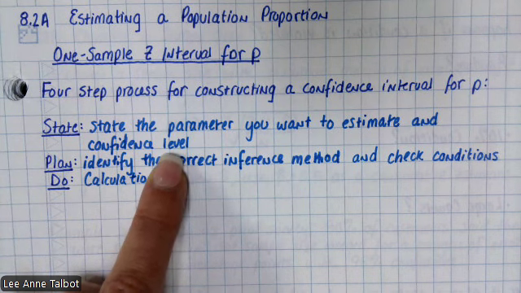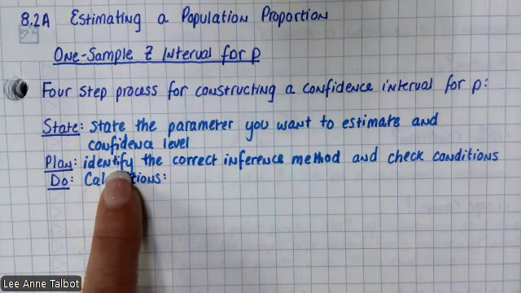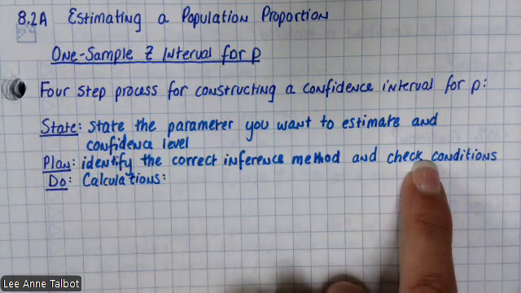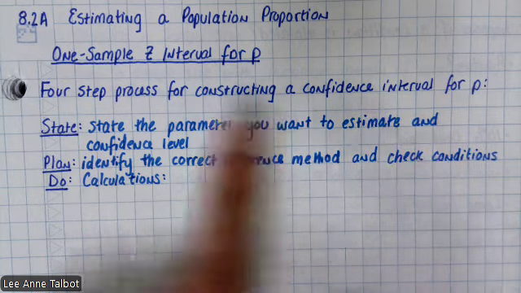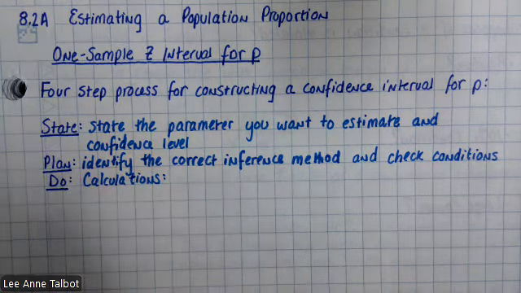They will always have to give you the confidence level in the problem. So every problem will have a confidence level in it. The plan, you're going to say what you're doing and check the conditions. There are three conditions. You already know them. We just need to write them down. And then the do step is actually the calculation part.